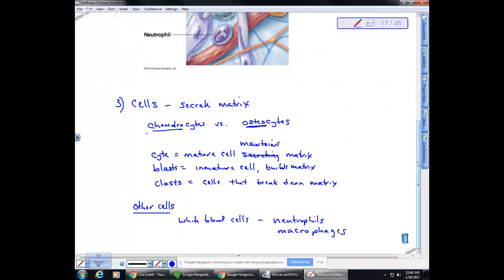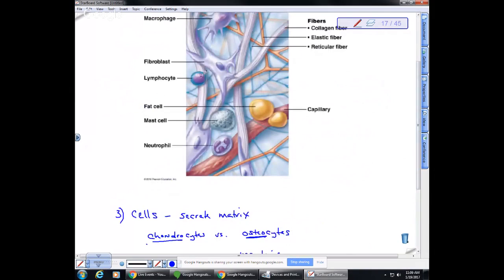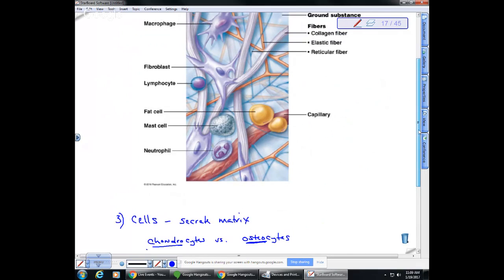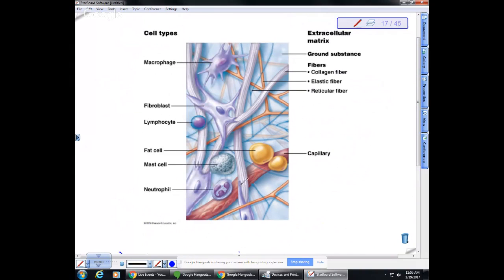Okay, so let's look at this diagram right here. We have a lymphocyte, that's a white blood cell. Macrophage, that's a white blood cell. Fibroblast, okay, so this cell is actually secreting and producing these fibers. And then here's a fat cell. Notice that this connective tissue is loose because there's lots of space, there's lots of water, and it is also vascularized, so it has capillaries in it that are delivering nutrients directly to the cells that are in the connective tissue.